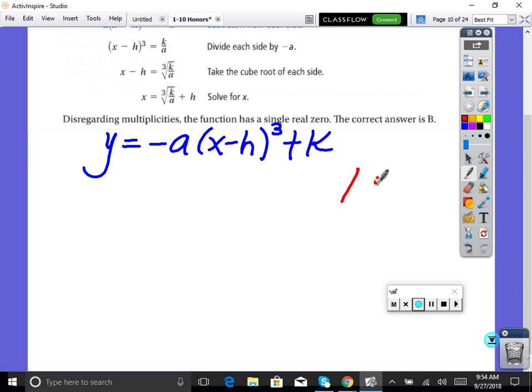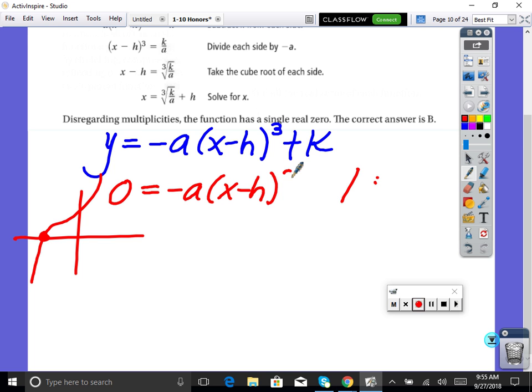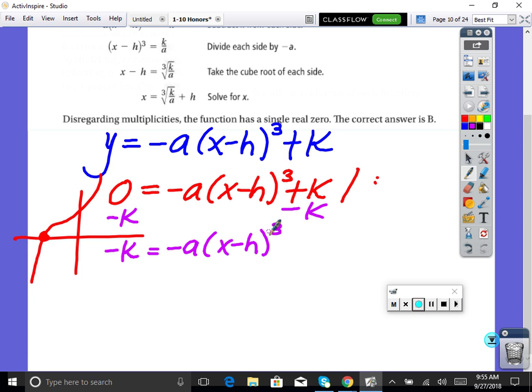Find the 0. Now, guys, when we're finding zeros for quadratics or any function, we set it equal to 0, right? That's by definition. What we're finding is when y equals 0. So plug in 0. So 0 is equal to -a times (x minus h) cubed plus k. So solve for x. So what would I do first? Subtract k. So -k is equal to -a times (x minus h) cubed. Then what? Divide by -a.